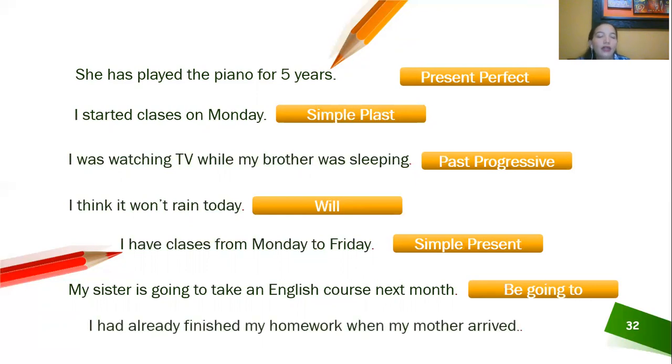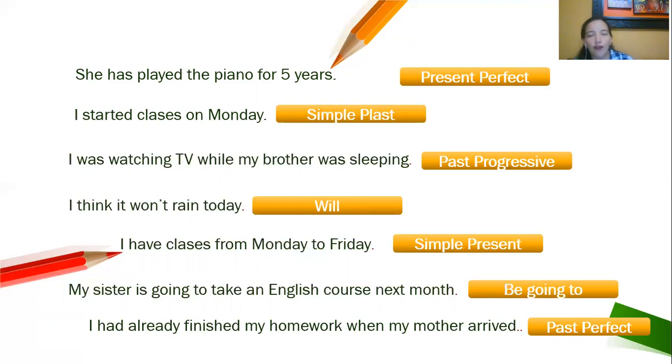And finally, we have, I had already finished my homework when my mother arrived. What tense is this? Right, past perfect. I have two actions in the past. What happened first? I finished my homework or my mother arrived? Right, first I finished my homework. So to specify that was first than the other, I use past perfect. I had already finished my homework when my mother arrived. Are tenses clear? If not, please go back.